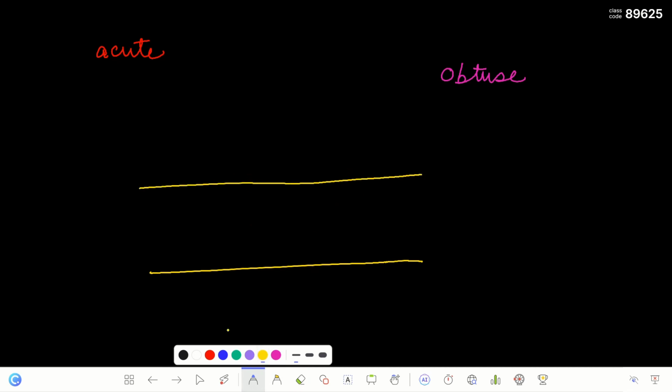Here's my parallel line. Here's my transversal. So, for example, this angle right here, this one is an acute angle. Whereas perhaps this angle right here, this one is an obtuse angle, right? You can clearly see that. It's greater than 90 and this one is less than 90. Now, the simple thing to remember here is that every acute angle will be equal to every other acute angle in this situation where the two lines are parallel, right? And every obtuse angle will always be equal to every other obtuse angle.